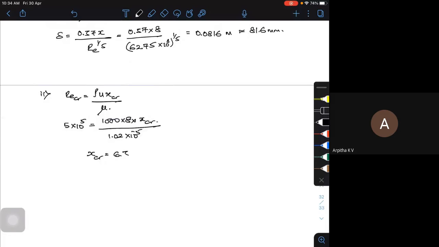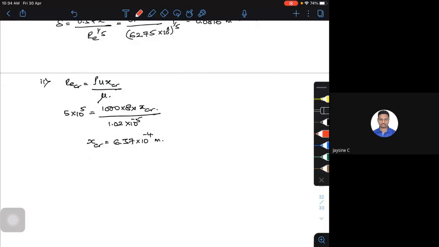6.37 into 10 power minus 4. Yes, sir. He said it will be a very short distance. That is sure, because the fluid flowing is purely turbulent. So I'll be having a very small distance for laminar, then I'll have a turbulent. That's how it is. So this distance will be very small, x critical.